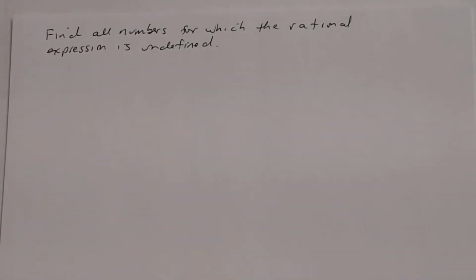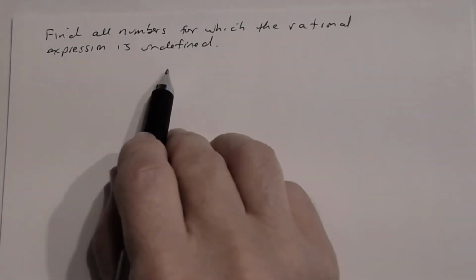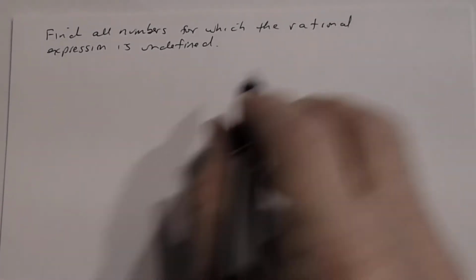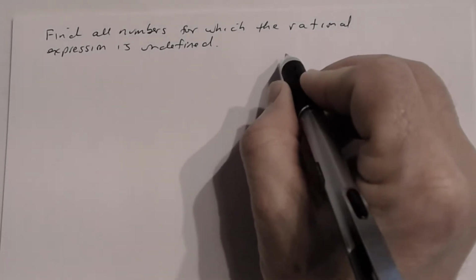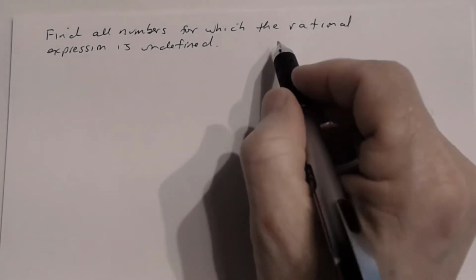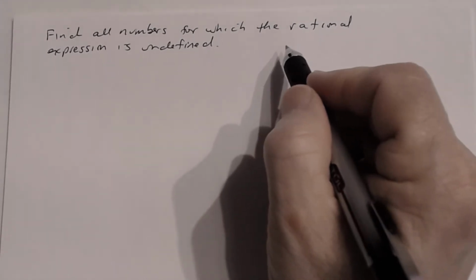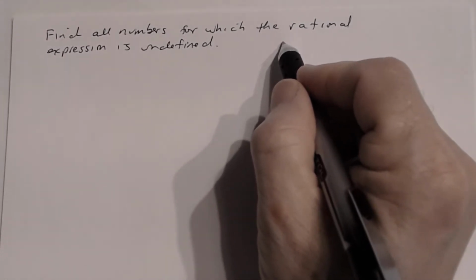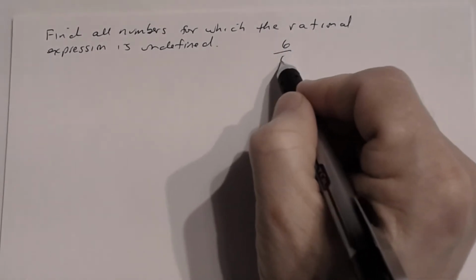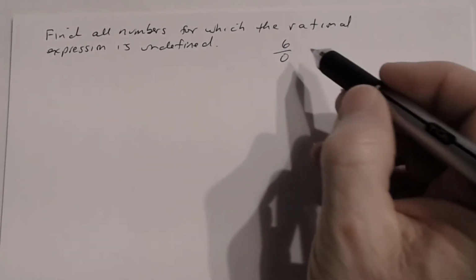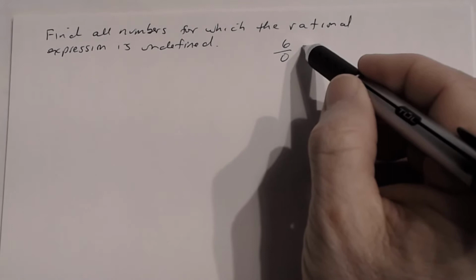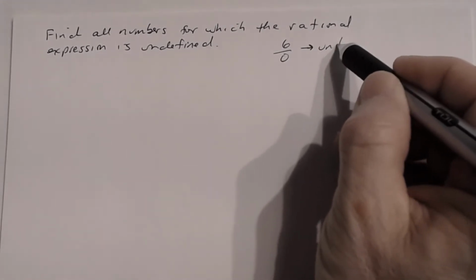In this lesson, you want to determine for each rational expression the values for the variables for which that rational expression is undefined. Now, remember, we're using the word undefined here, so let's remind ourselves about something. In order for a rational expression to be undefined, if you think about a rational number, let's say 6 divided by 0. Remember, we can never divide by 0. So that's what we mean by undefined.